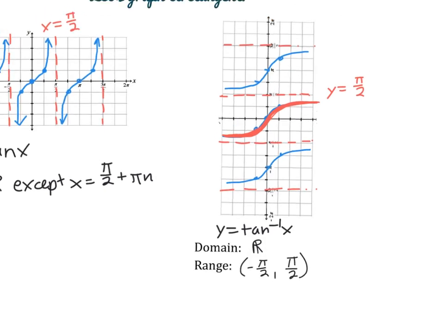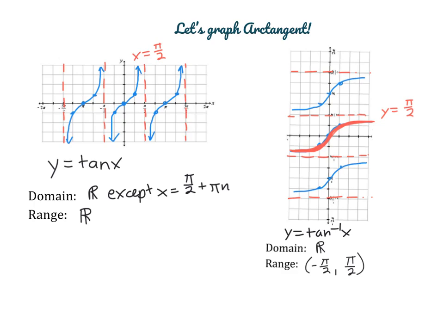So again, it's similar to the range of arcsine, except these values are not included because they are bound by asymptotes. So remember, this part of the graph is not actually part of our inverse function. It's only this one. We had to restrict the range so we could turn a non-function into a function that does not fail the vertical line test. So here's our graph of arctangent.